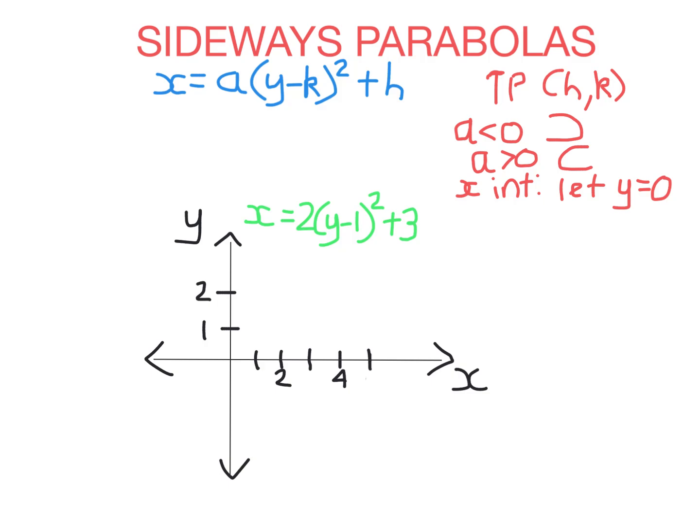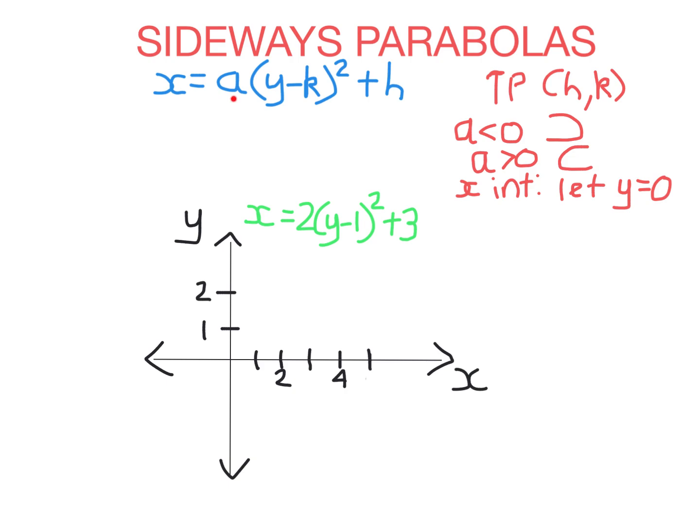Thank you so much for tuning into this video in which we will look at graphing parabolas on their side. So they have equations of this form. This looks similar to turning point form for our usual parabolas, except the x and the y have been switched around. So for such an equation, the turning point is (h, k). This number outside the bracket is the x-coordinate of the turning point. As for the y-coordinate of the turning point, it is the negative of this number inside the bracket. So just be careful about that.